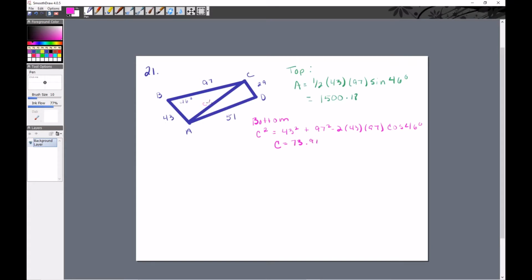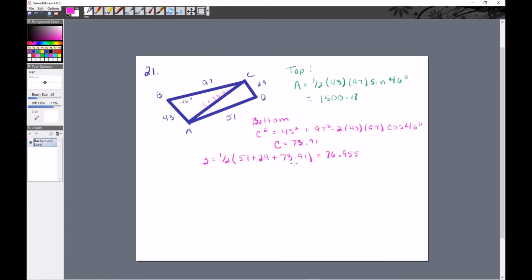So c equals 73.91. And now that's the same, it's a shared side, so we now have this, this, and this for our Heron's rule, okay? So we'll start out by getting s. Remember, that's step one. So that would be 1/2 of 51 plus 29 plus 73.91. And that will give us approximately 76.955.